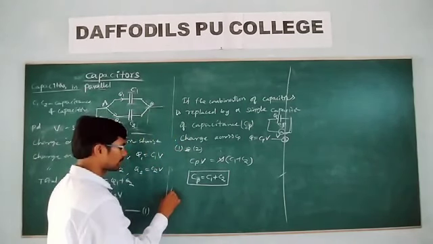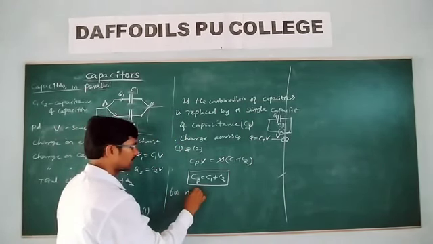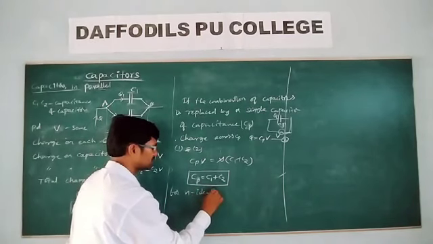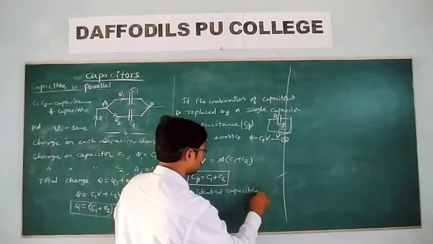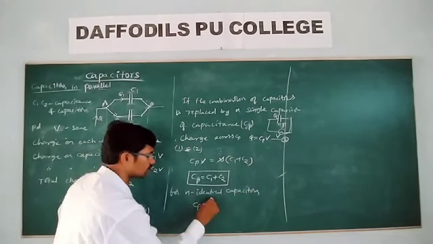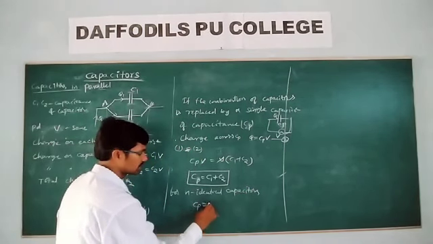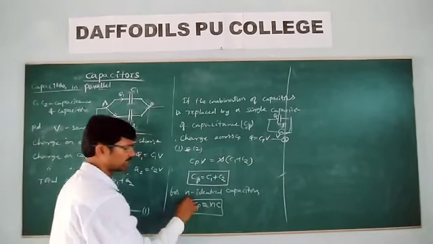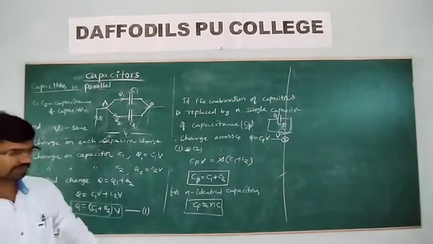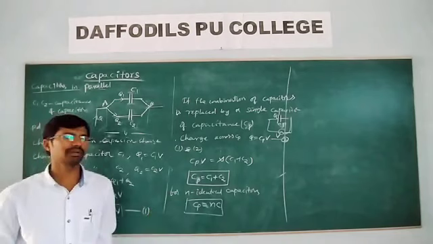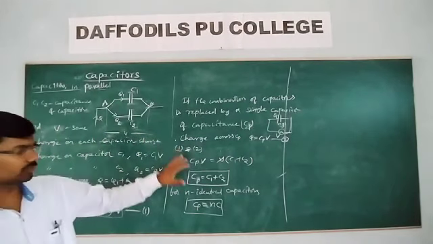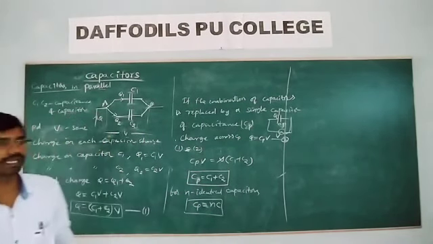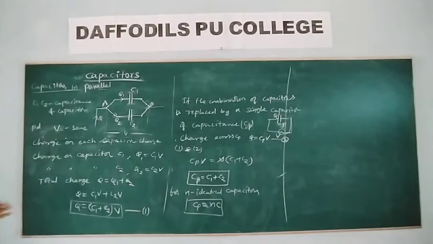Then, for n identical capacitors, what is the capacitance? Cp is equal to what? N into C. We just add all the capacitances. This is the capacitance of the capacitors in parallel combination. We have seen the series combination, and thereafter we have seen the parallel combination of the capacitors.